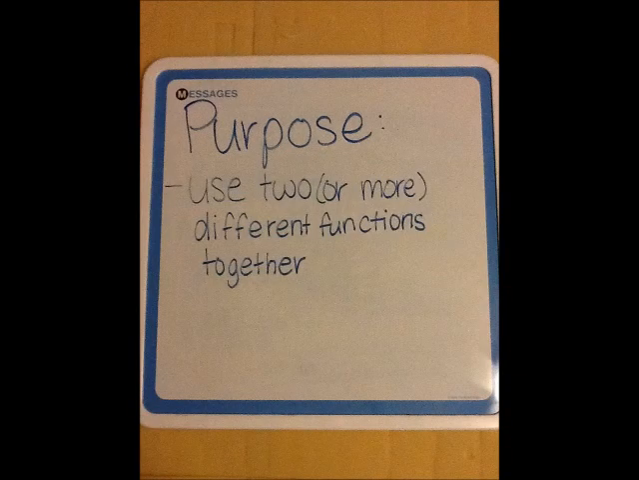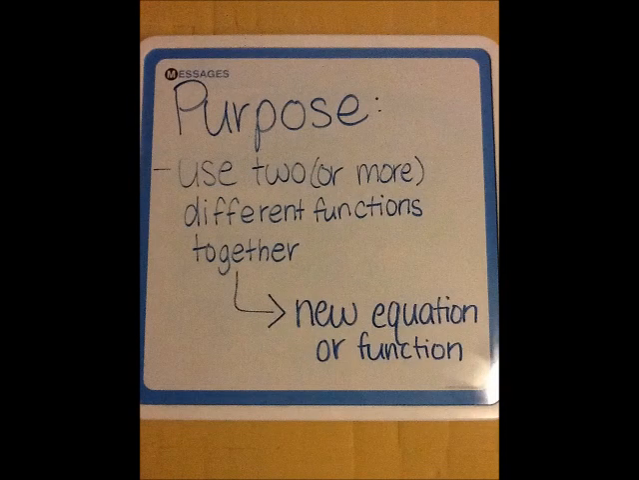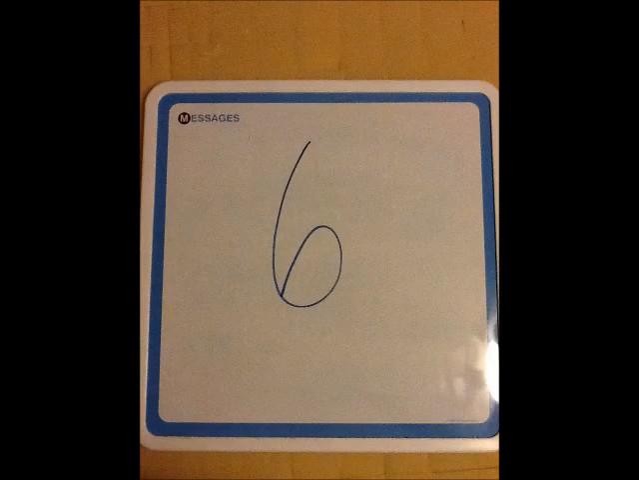First, we will talk about the purpose of using f of x and g of x. You will use two or more different functions together that will ultimately allow you to create a new equation or function. There are 6 main types of ways you can use f of x and g of x together.